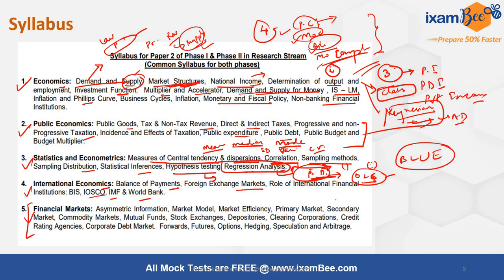different instruments of money market, call market, secondary market, primary market, and commodity markets, mutual funds, and what happens when there is asymmetric information, and also the market model and market efficiency. The concepts of futures, options, forwards, spots, these should be very clear. So this is the broad syllabus for the examination.